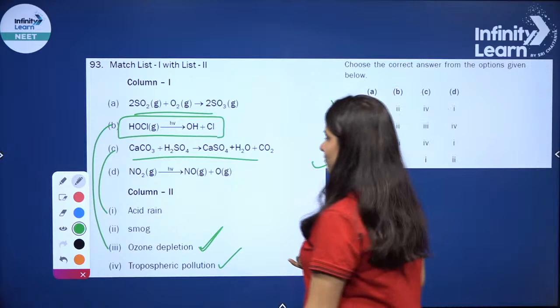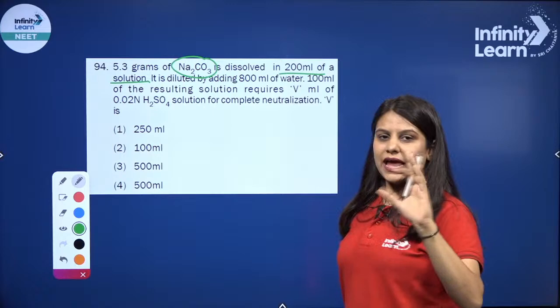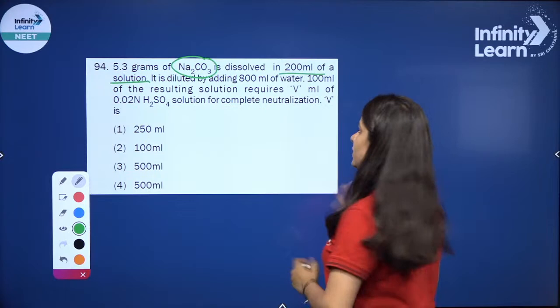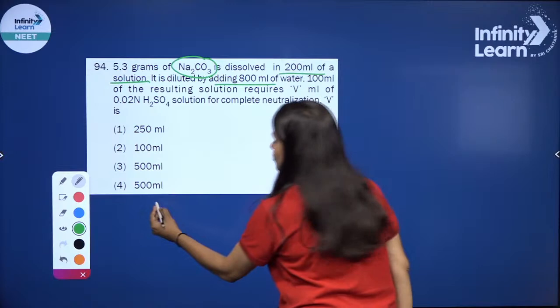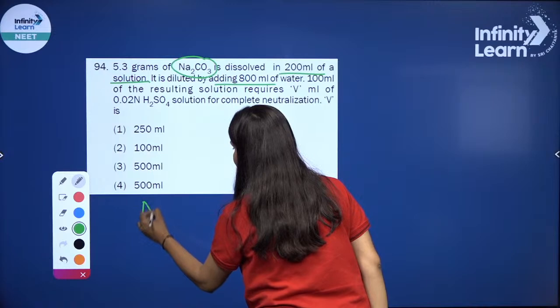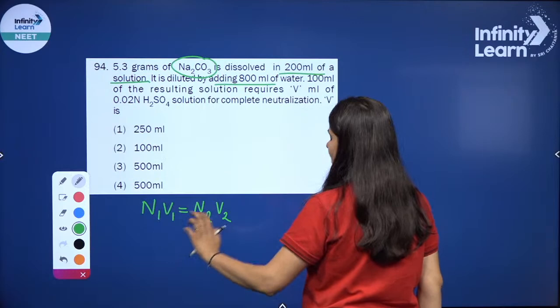Next. 5.3 grams of Na2CO3 is dissolved in 200 ml of solution. Okay, so let us see first line, pehli line mein kya hai? This gram of Na2CO3 is dissolved in this amount of solution. Now it is also diluted by adding 800 ml of water. So this is our first part of the question. Let us see. Next, so what I'll do, I'll calculate the equivalence. So what will be the equivalence? We need to apply the formula. For dilution, we are using this formula, right? N1 V1 is equal to N2 V2. V1 is 200, N1 we don't know.